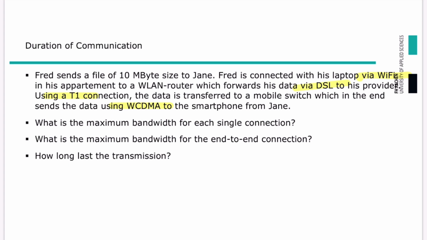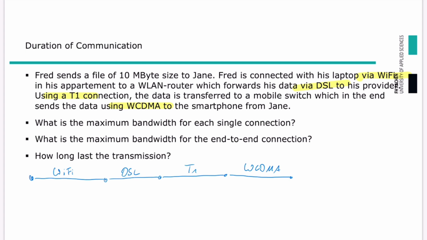So if you would like to draw these connections, you would have something like, okay, first that's Wi-Fi, then we have DSL, then we have T1. That's a connection which is used in the data highway, which is very fast, or has a very high bandwidth. And finally, we have wideband CDMA. That's a connection which is used for mobile communication. Basically, it's not used anymore, but when I designed this exercise, it was still in use.